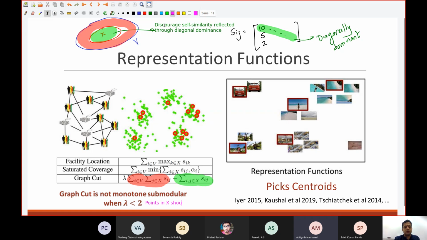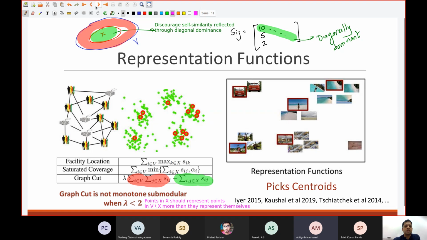Points in X, yeah, lambda is equal to or greater. Yeah, you're right. It is submodular otherwise. So points in X should represent the points in V minus X, so V slash X, more than they represent themselves. That's basically what we are trying to say here.